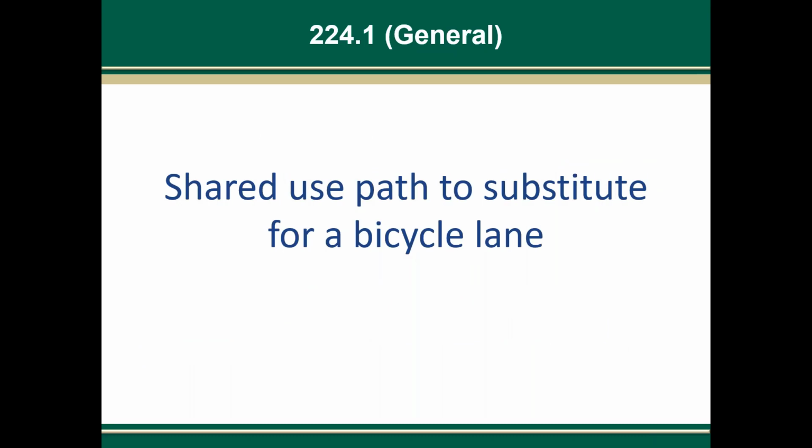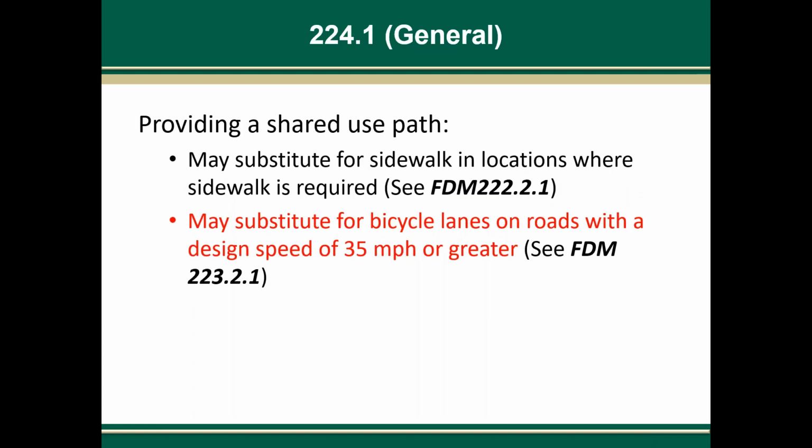Also in the general section, we talk about shared use paths to substitute for a bicycle lane. So this is a really big change for us. In the past, we've said not to do this, and now we're changing that. So we say providing a shared use path may substitute for a sidewalk in locations where sidewalk is required, and it may substitute for bicycle lanes on roads with a design speed of 35 miles per hour or greater. See FDM 223.2.1, and that's the bicycle facilities chapter, and it talks a lot more about that.